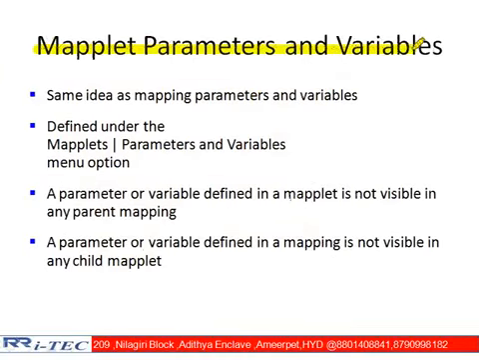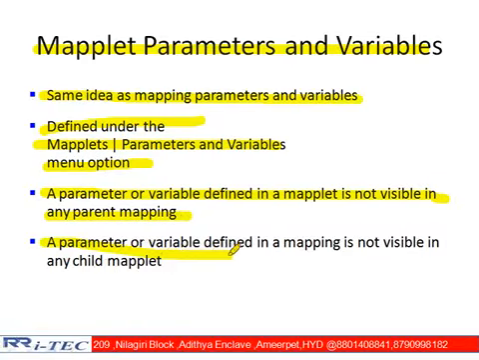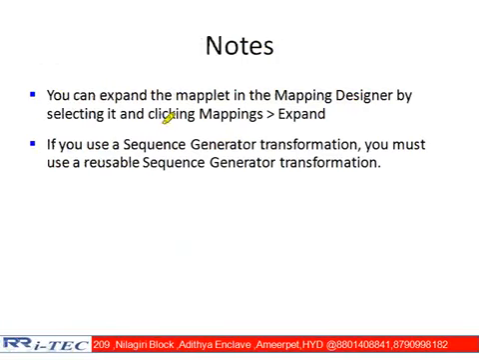Next, maplet parameters and variables. We already learned mapping parameters and variables, right? However they work, similarly maplet parameters and variables are going to work. Same idea as mapping parameters and variables, whatever is available, the same thing works. They are defined under the maplets, parameters and variables menu option. A parameter or variable defined in a maplet is not visible in any parent mapping. A parameter or variable defined in a mapping is not visible in any child maplet.